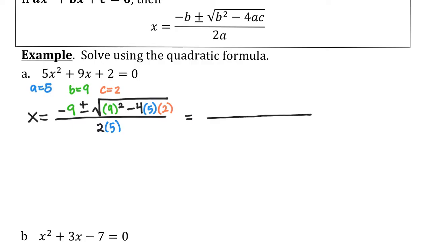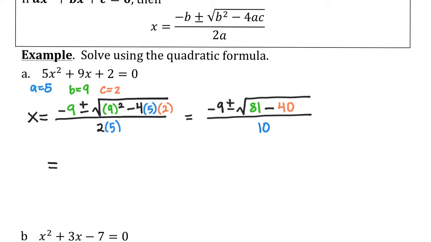So I'm going to bring over this big fraction. Now I'm okay with the negative 9 in the front. It doesn't really bother me. I'm going to bring over the plus minus, but I am going to simplify the radical because there's a lot of things going on in here. So I have 9 squared. 9 squared is 9 times 9, which is 81. And then it says minus, and then it's 4 times 5 times 2. I'm going to multiply all three of those numbers together. So if I do 4 times 5, I get 20. And then 20 times 2 is going to give me 40 here. And the denominator, I have 2 times 5, so I multiply 2 times 5, and I get 10.